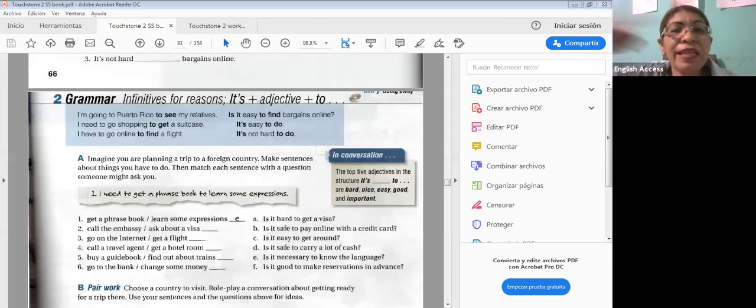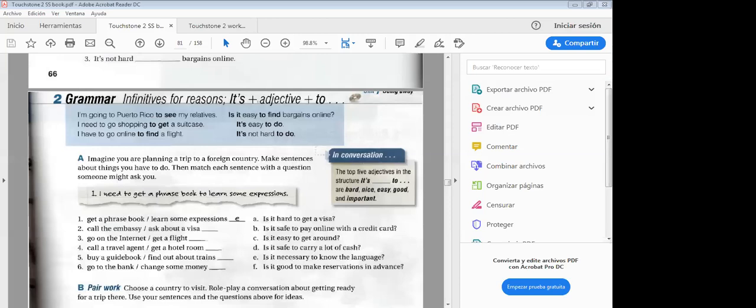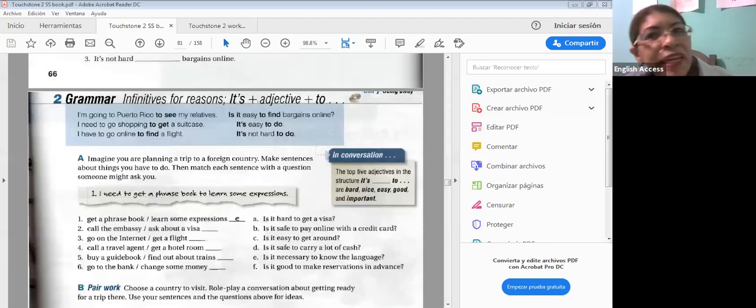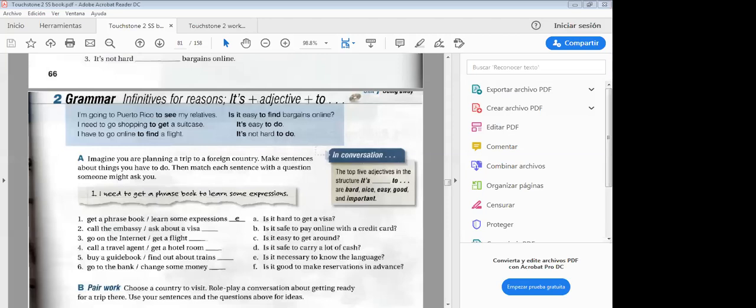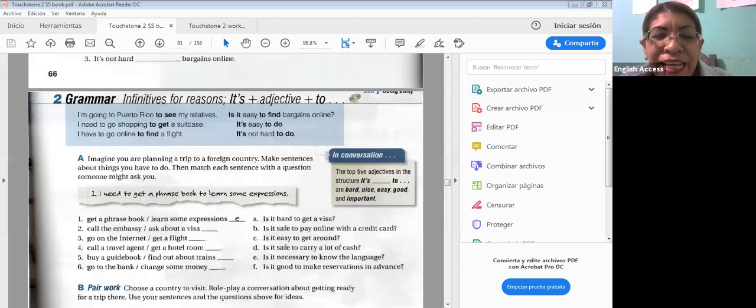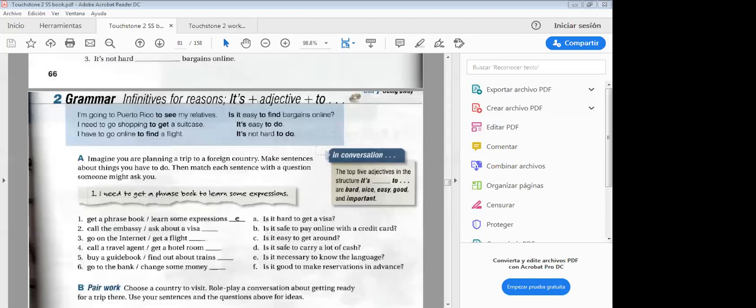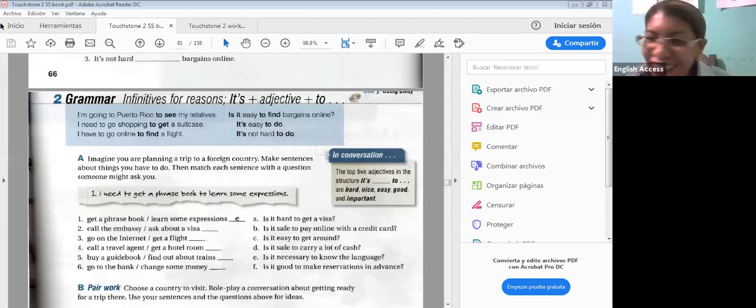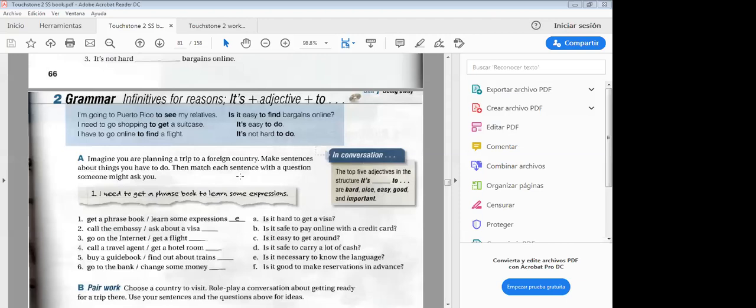Is it easy to get around? For example, here in Acapulco, is it easy to get around? Yes, it is. To get around. For example, you can take what in Acapulco? You can take a bus. Or a cab. A cab. Okay. Letter D. Is it safe to carry a lot of cash? No, it's not. Why not? Because of your security.